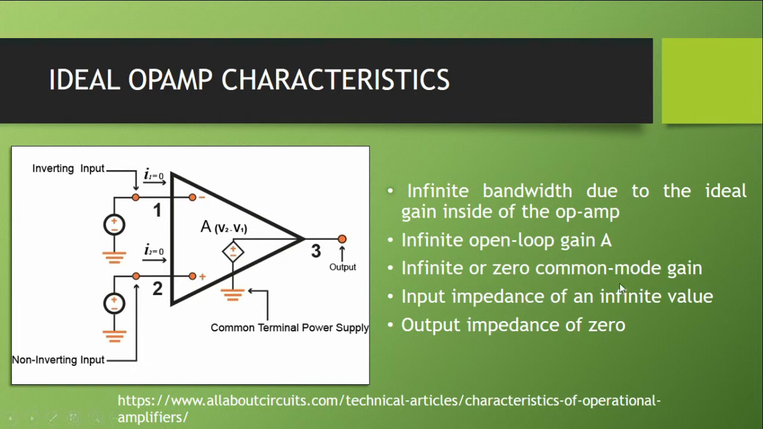And then infinite or zero common mode gain. Common mode is related to the input terminals 1 and 2 here. So it has infinite or zero common mode gain. The difference between the inputs, actually we haven't discussed it here. The difference between 1 and 2, the voltage difference, actually is 0 for an ideal op-amp.